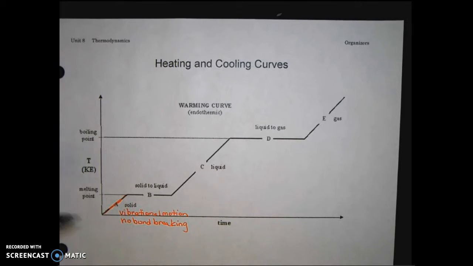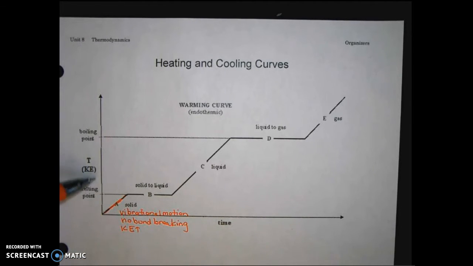As a result, because motion is changing, the kinetic energy is increasing, and that's obvious because we're rising along the y-axis. But what's not changing is potential energy. Potential energy is the energy of bonding. That's constant. So the potential energy is constant because we are not changing bonding.